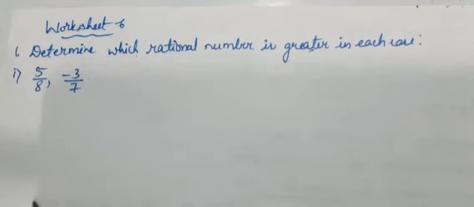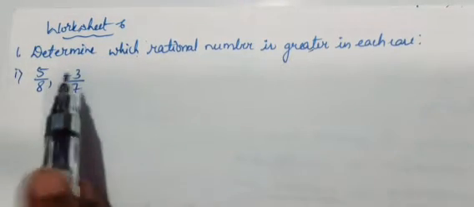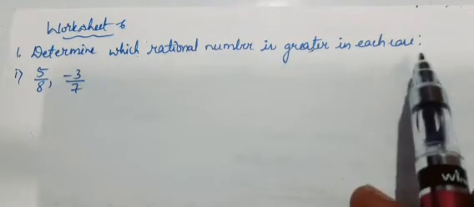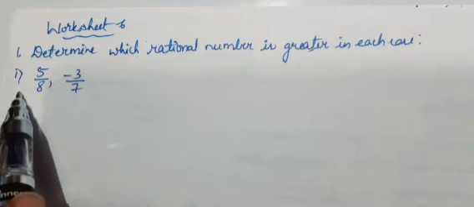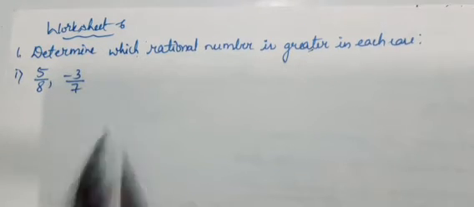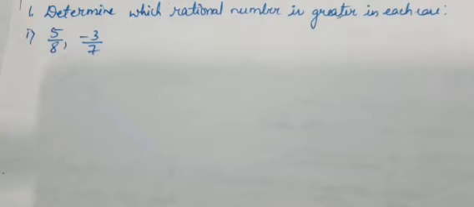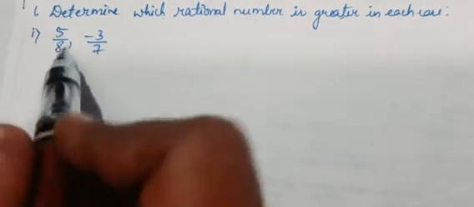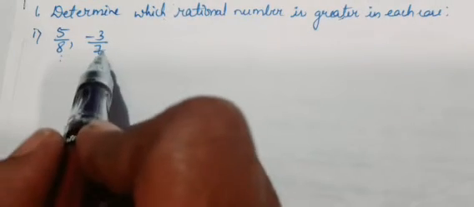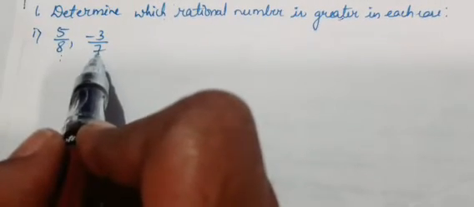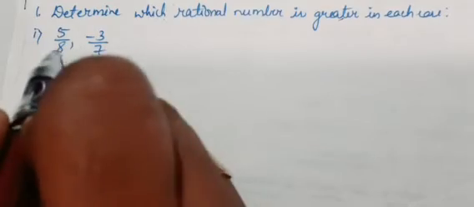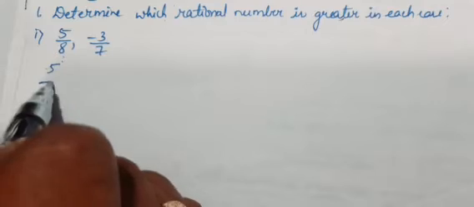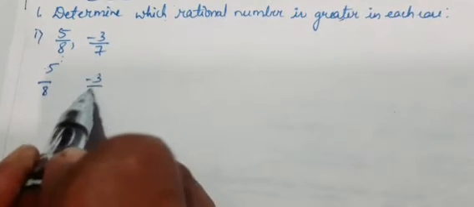Now let us solve the problems from worksheet number 6. First question is, determine which rational number is greater in each case. In that first question is 5 by 8 and minus 3 by 7. Children, to determine which rational number is greater in these two rational numbers, if we observe denominators, the denominators are different. So, to determine which is greater, first I am going to cross multiply, children. 5 by 8 and minus 3 by 7.